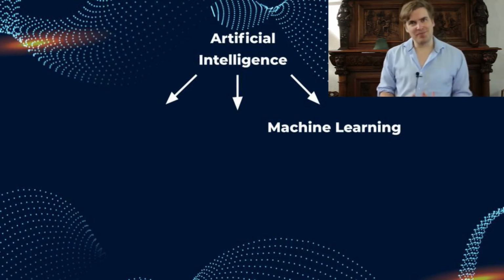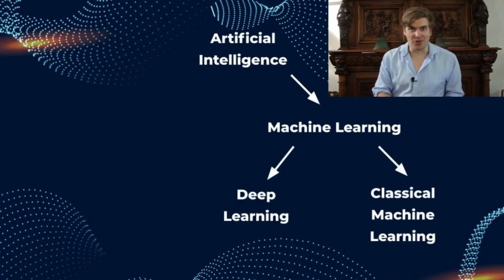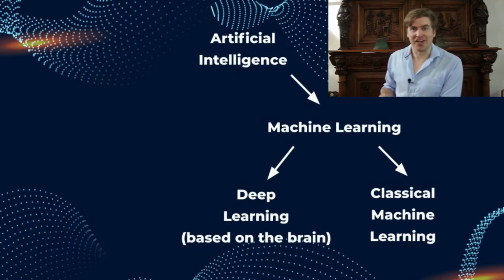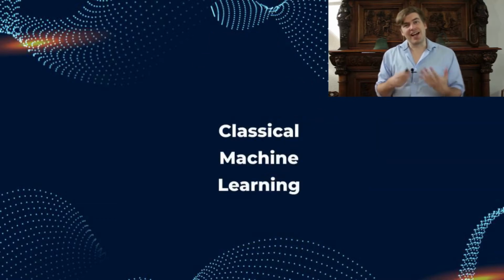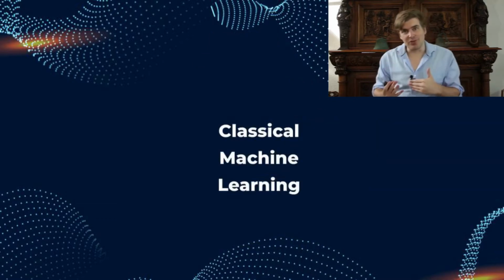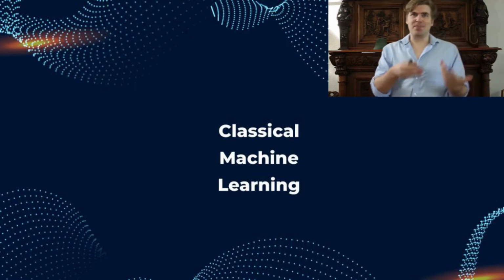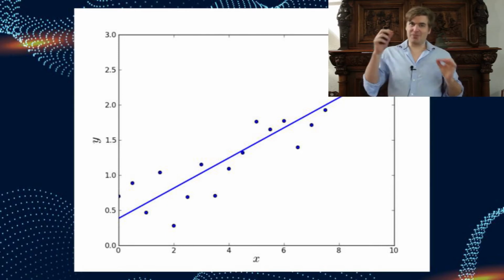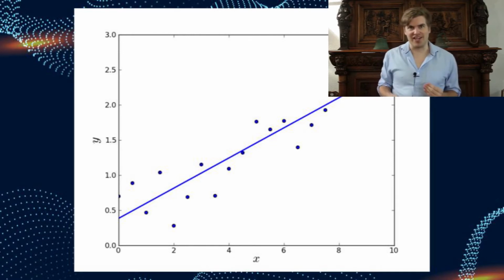So machine learning can be divided up into several different categories, such as deep learning, which is based on how the human brain works, and also classical machine learning, which is a little bit different. Classical machine learning is based on simple statistics and algorithms. For example, this picture right here shows something called linear regression. If you've seen the movie Moneyball, this is how the main character guesses which players should be on which team.